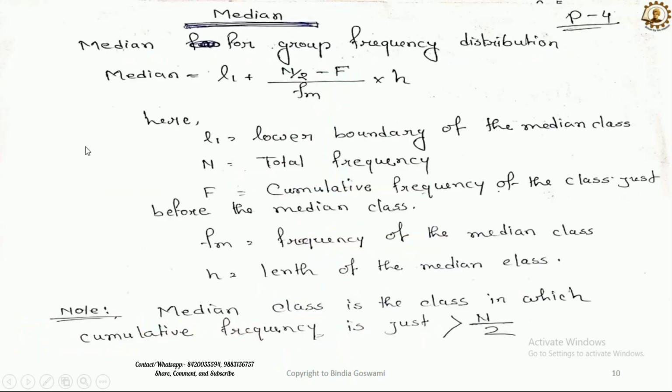Next, this is the formula of median. Median for group frequency distribution: Median equals L1 plus (n by 2 minus F) by fm, into h. Here is the explanation of all these terms.